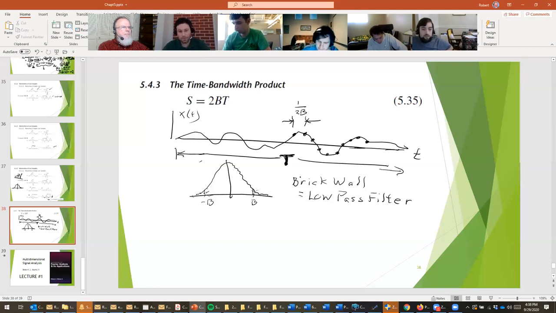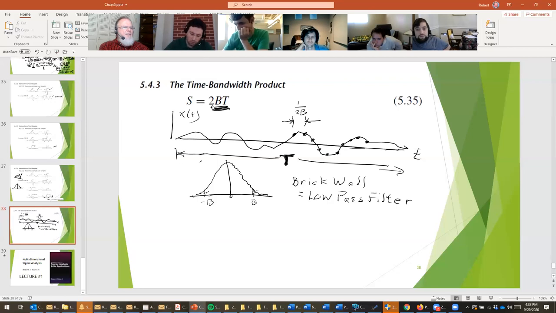T over 2b. Nope. Notice the number, okay, here's a clue. What must the number of samples be in terms of dimension? They better be dimensionless, right? They don't have units of time or anything. It's just the number of samples. Here's the answer. 2b times t. That's the total number of samples that you have to take.